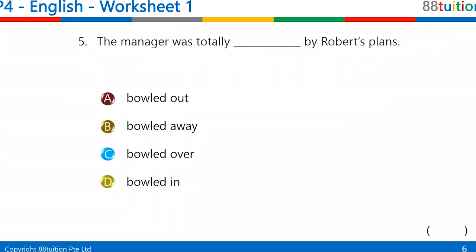The manager was totally what by Robert's plans. So now this is called phrasal verbs, all of these, because there's a verb and there's a preposition. Okay, we need to learn phrasal verbs, right? So this we have to just learn. Or if we read a lot, then probably we will be able to know. If we don't read so much, then we will not be able.